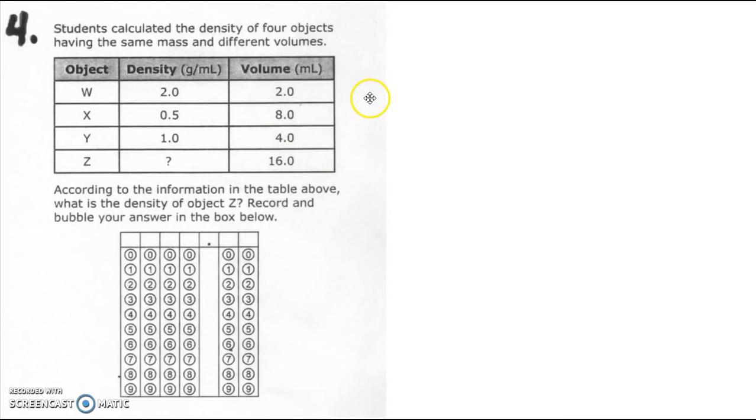Density is mass divided by volume, so some mass divided by 2 equals 2. The same mass divided by 8 equals 0.5. The same mass divided by 4 equals 1. So what is that mass that, when you divide it by these volumes, gets you these numbers? I would start with this Y one right here. Something divided by 4 equals 1. That's pretty easy. And then once you find that mass, you take that mass divided by 16, the volume of 16, and that gets you whatever the density of this Z is, and that's your answer.